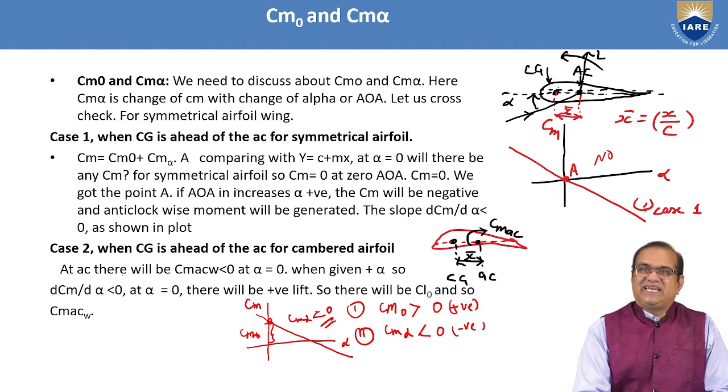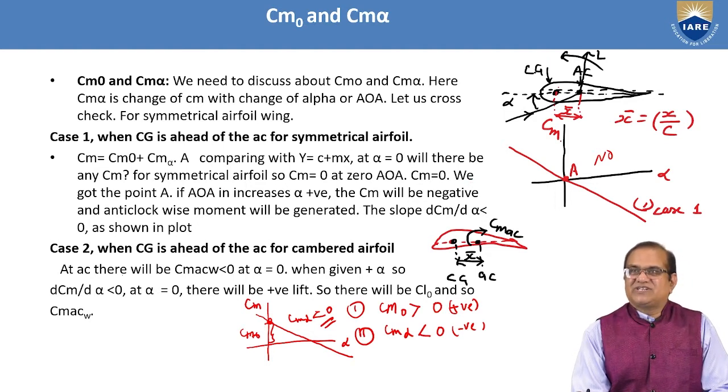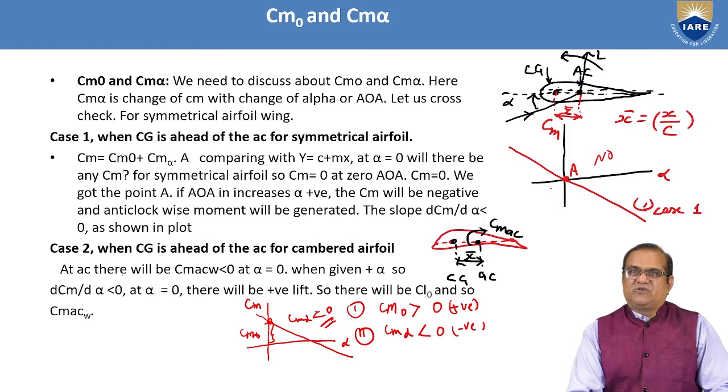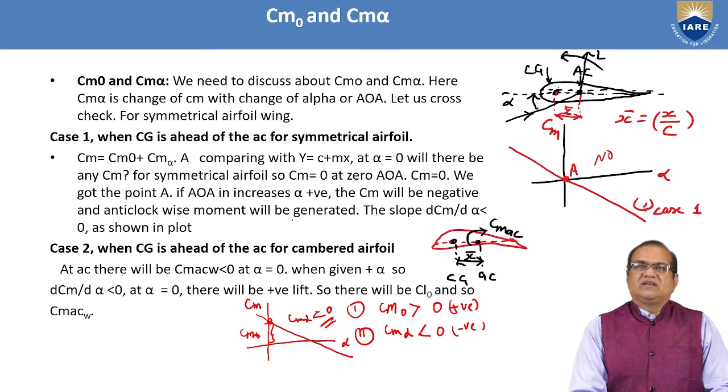We got the point A in this plot. If you see Cm versus alpha in this plot, where the angle of attack is 0, the coefficient of moment Cm is also 0. So we got the point A.